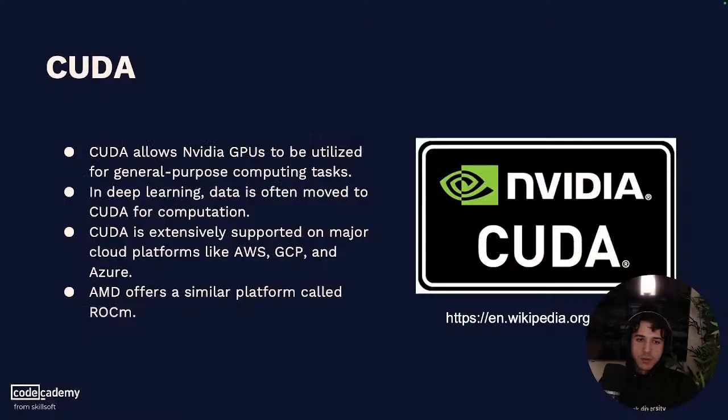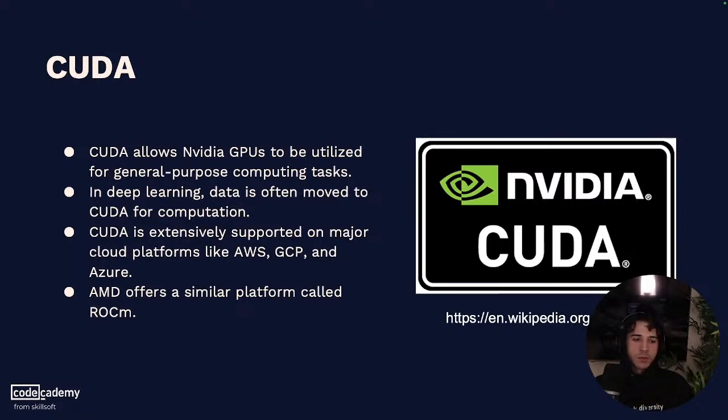The very last thing I want to touch on is something called CUDA, which stands for Compute Unified Device Architecture. It's a parallel computing platform and API created by NVIDIA. CUDA enables developers to utilize the power of their NVIDIA graphics cards for general-purpose computing tasks beyond just graphics processing, like training a model. In the process of writing deep learning code, you'll often move data to CUDA, so the computation can take place over there.